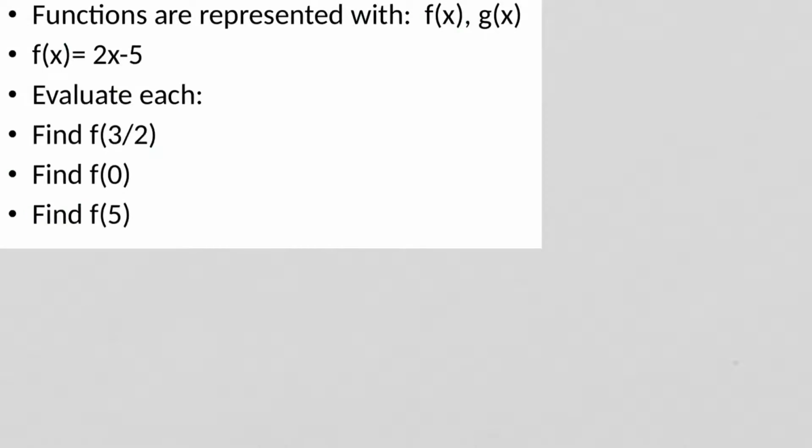Okay, now we are representing functions with equations, which you remember also from last year, f of x, g of x. Here I'm telling you that f of x is equal to 2x minus 5, the equation. How would I evaluate this function? I'm asking you to find these three things, f of 3/2, f of 0, f of 5. Well, what do I do with this 3/2, 0, and 5? Those are my domain, my input. So I'm going to plug that in for x.